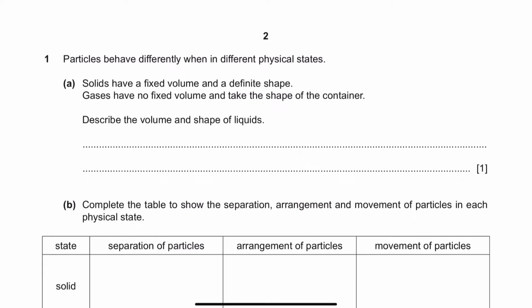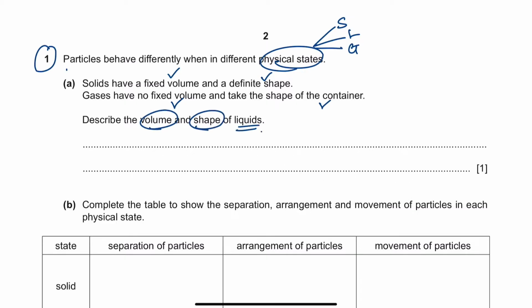This is a question from October-November 2016, question 1. Particles behave differently when in different physical states. So we have three physical states which are solid, liquid, and gases. It says that solid has a fixed volume and a definite shape, whereas gases has no fixed volume and it takes the shape of the container. The question is asking you to define the volume and the shape for liquids.